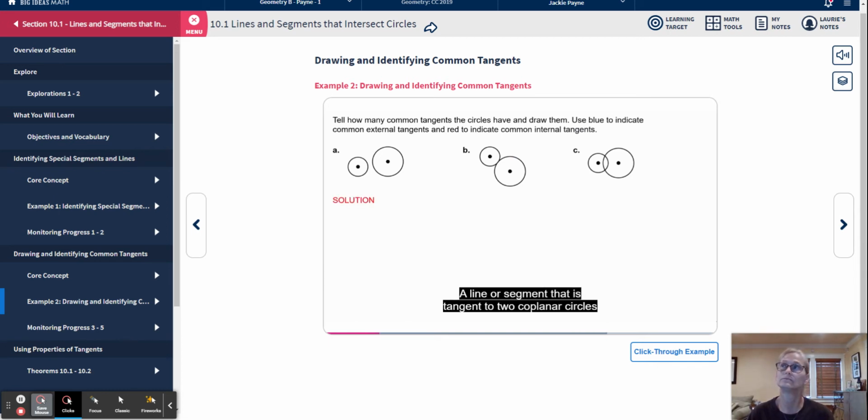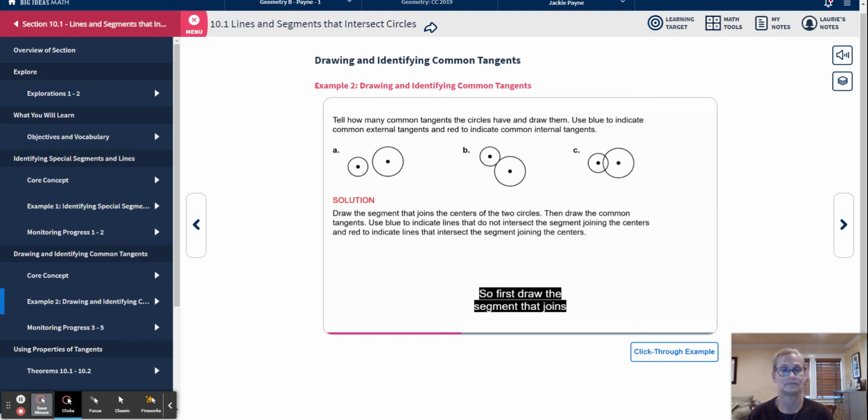Solution. A line or segment that is tangent to two coplanar circles is called a common tangent. A common internal tangent intersects the segment that joins the centers of the two circles, and a common external tangent does not intersect the segment that joins the centers of the two circles.